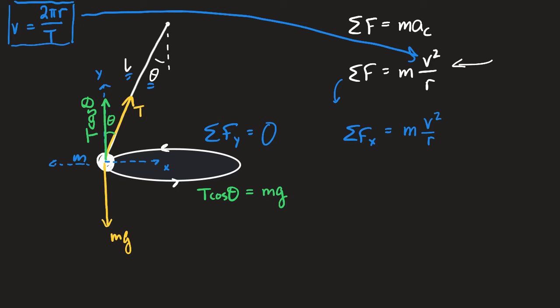Back to work. So let that simmer for a few minutes. T cosine theta equals mg. Set it to the side because what we're really interested in is what's going on the other direction, this way.